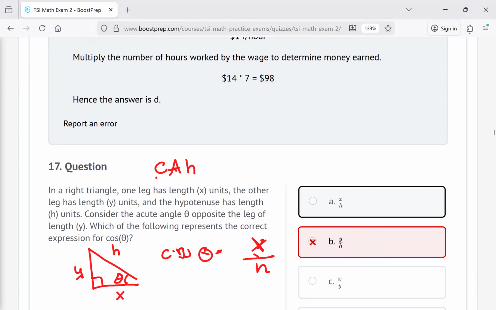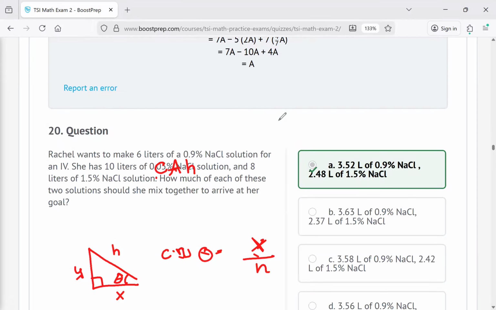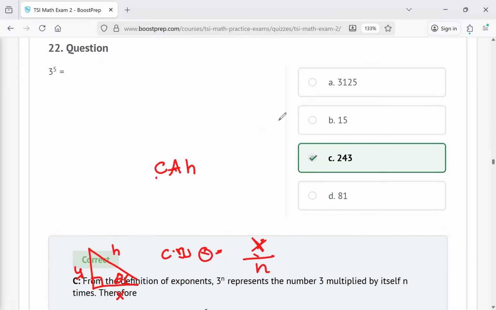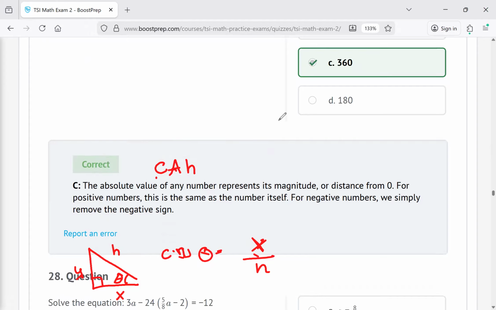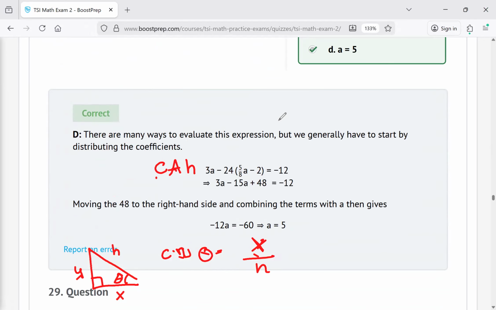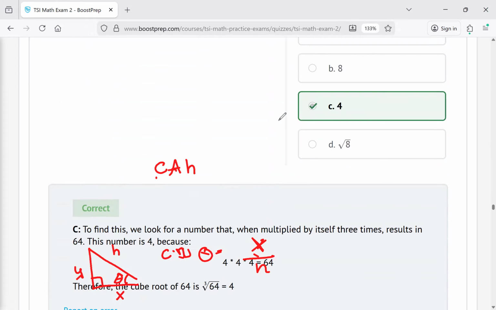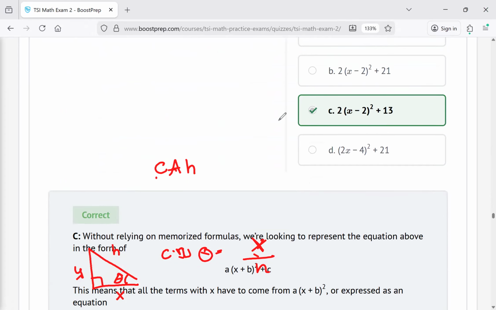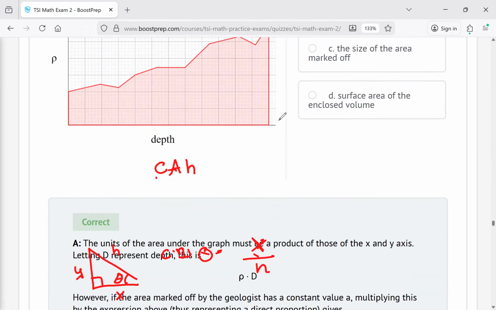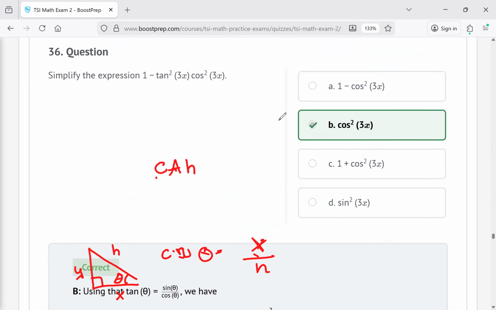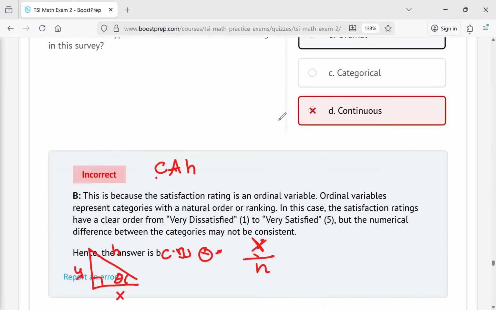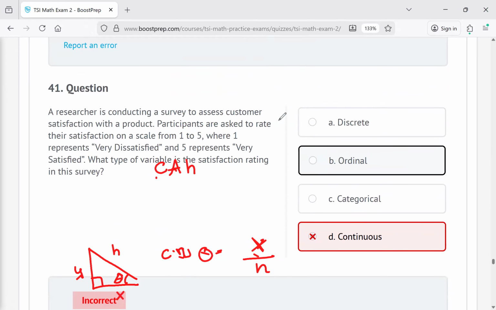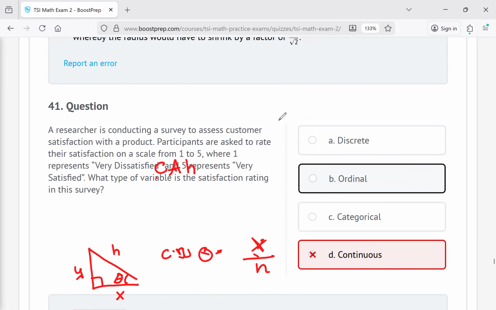Okay, I think that's the only one I got wrong. Let's double check. That's right. That's right. Right. Good, good, good. Yep. Oh, it's ordinal. Okay.